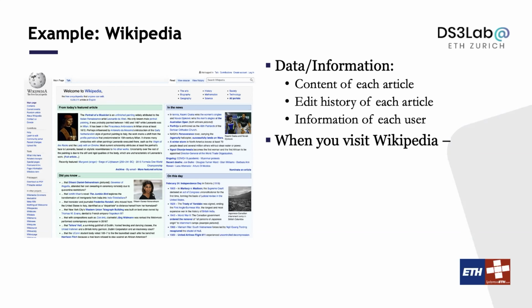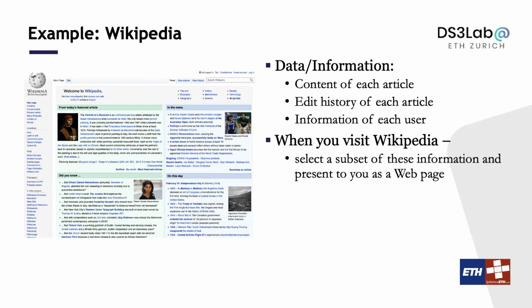And whenever you visit Wikipedia, what happens is that the Wikipedia website, the front end, sends a query to the database that contains all the information, selects a subset of the information, and presents it to you as a web page.